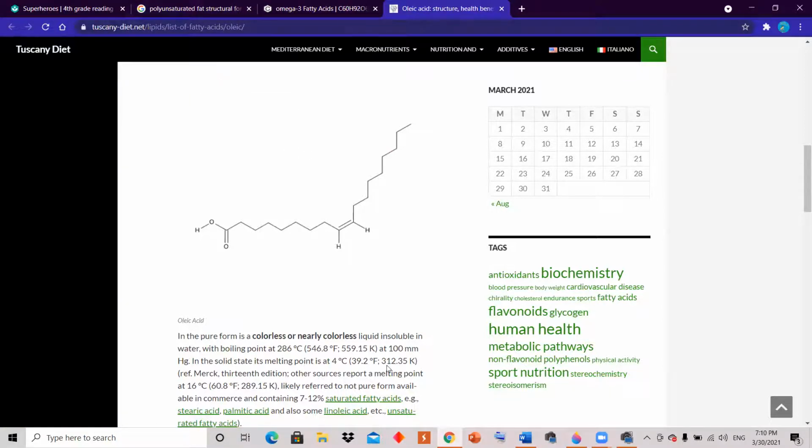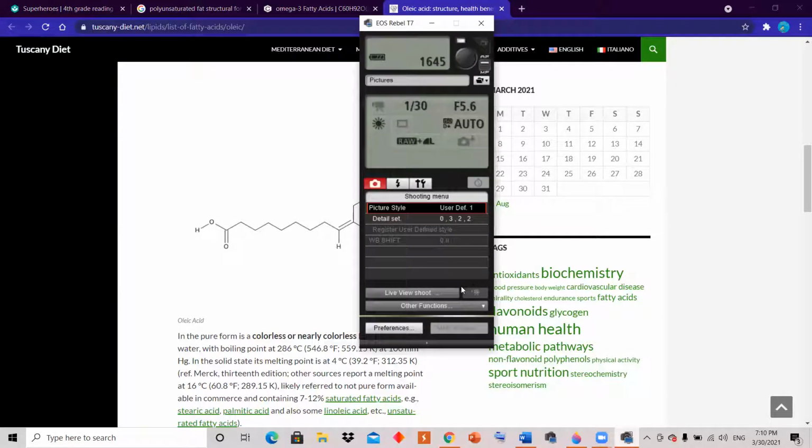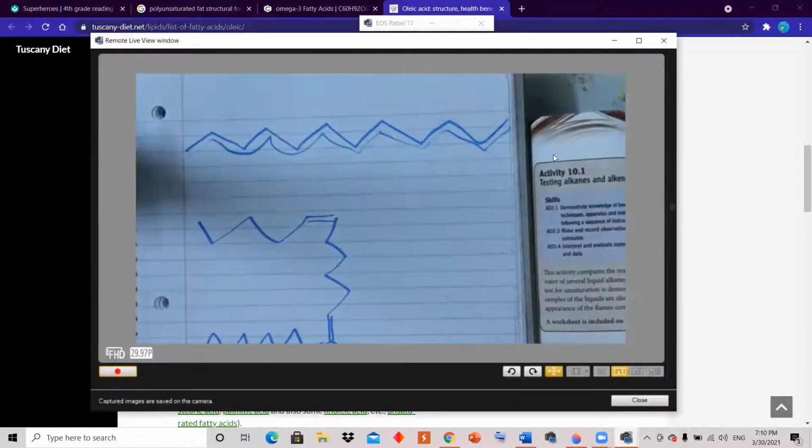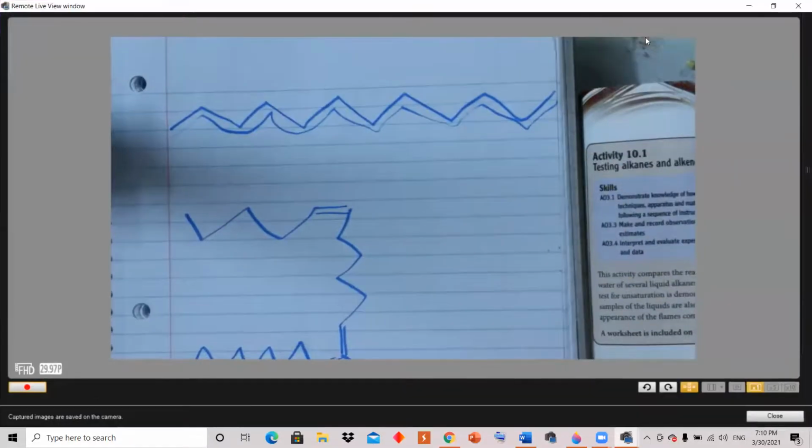Okay, let me get back to my original. Therefore, less interaction between the molecules, and therefore less van der Waals interaction again, and therefore lower melting and boiling point. Okay, I hope you understood.